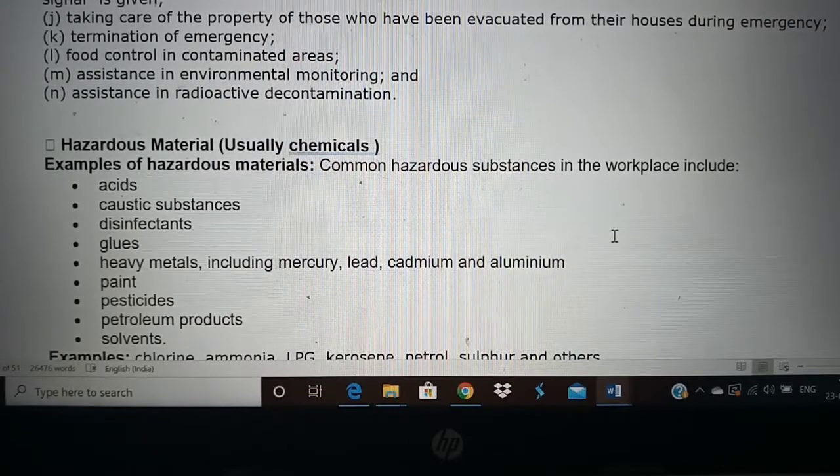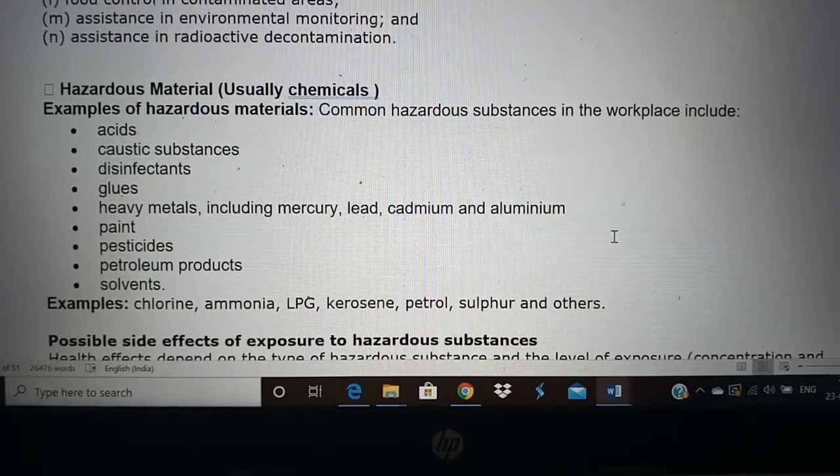The next topic that we are going to cover is hazardous material. Hazardous material means those that are risky when you handle them. Usually chemicals are hazardous material. Even the radioactive materials are chemicals, they are also hazardous. But because we studied radioactive material separately, we'll read about the other hazardous material. What are the other hazardous materials?